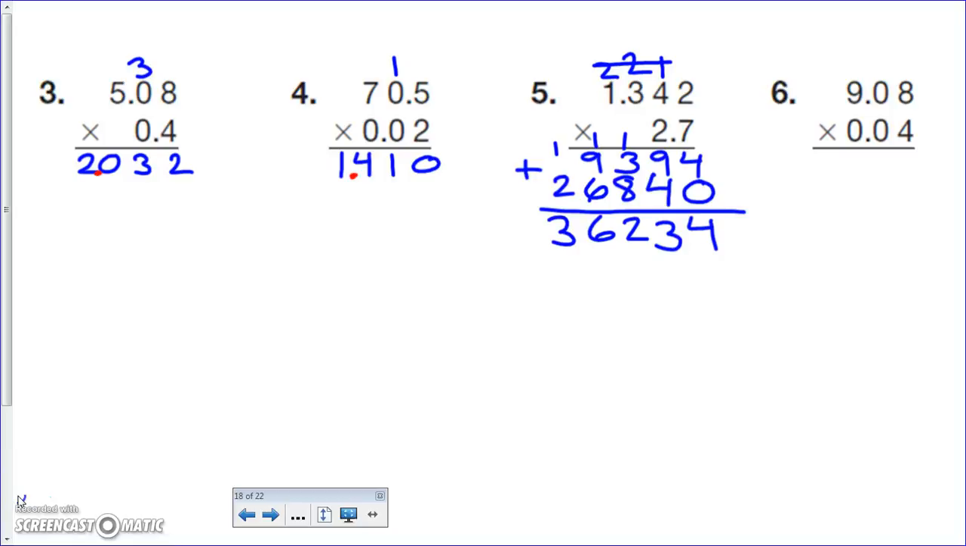Now we have to figure out where to put the decimal. In 1.342, we have 3 places after the decimal, and in 0.7, we have 1 place after the decimal. So we need 4 places after the decimal in our product, which means our decimal is going to go between the 3 and the 6.